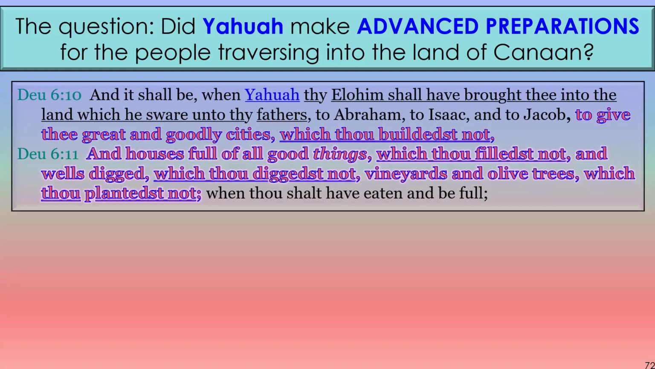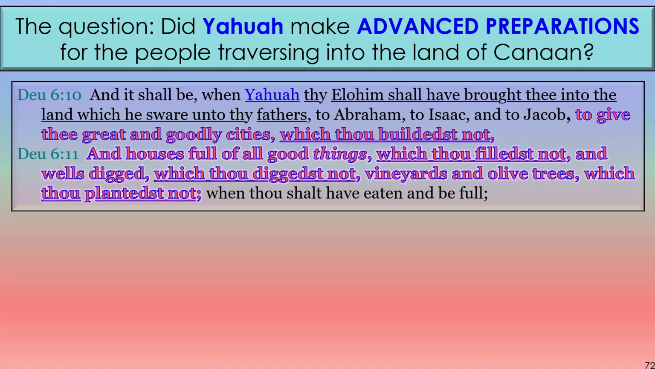Deuteronomy 6:10. And it shall be, when Yahuwah thy Elohim shall have brought thee into the land, which he swore unto thy fathers, to Abraham, to Isaac, and to Jacob, to give thee great and goodly cities, which thou buildest not. Already prepared for you. Here it is. You didn't build this, but it's here for you.